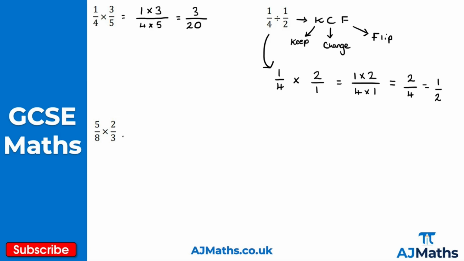And then the final example here, again, we are just timesing. So remember, we just multiply the numerators together. So 5 times by 2. Do the same with the denominator now. So 8 times by 3. So 5 times by 2 is 10. 8 times by 3 is 24. So we get 10 over 24. But again, we can simplify this. So if we divide top and bottom here by 2, 10 divided by 2 is 5. And then 24 divided by 2 is 12. So we get 5 over 12 for the final example.